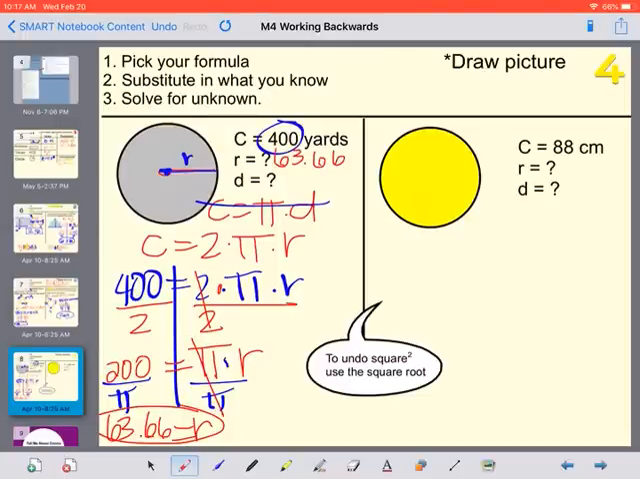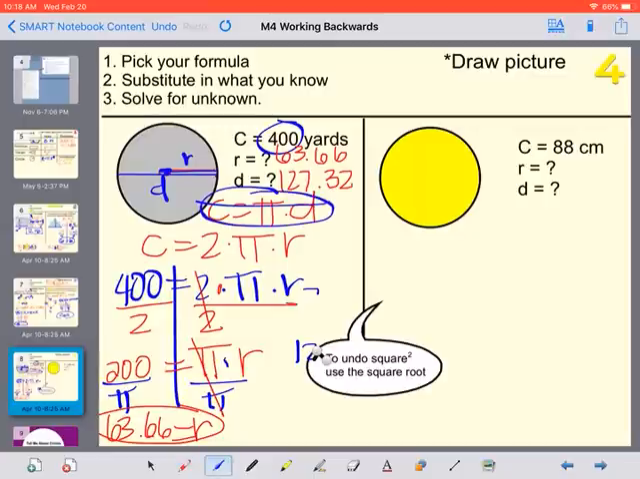63.66. And our diameter is 2 of our radiuses. Remember, our diameter goes all the way across. So we can just multiply that by 2 to get 127.32. If you use the other equation right up here and found the diameter, then you can just divide by 2 to find the radius.